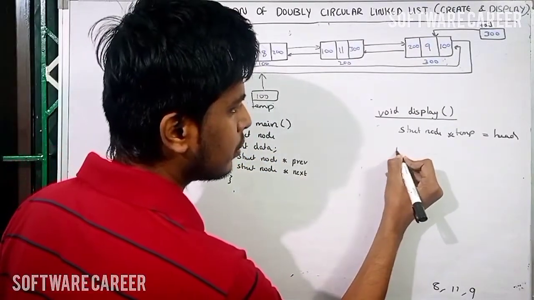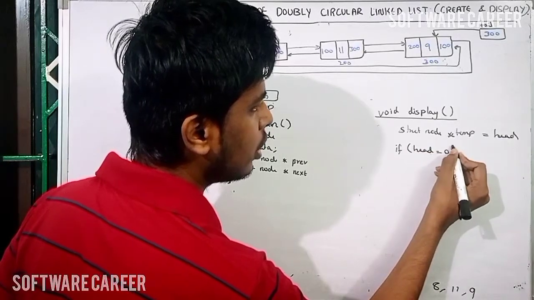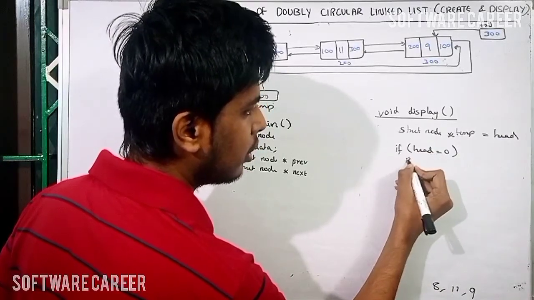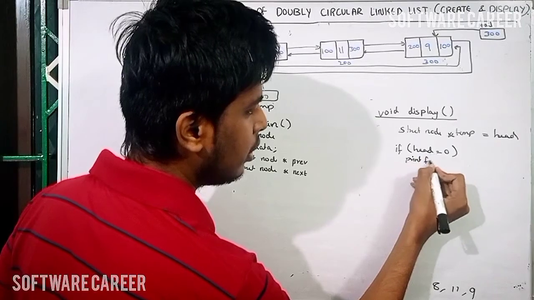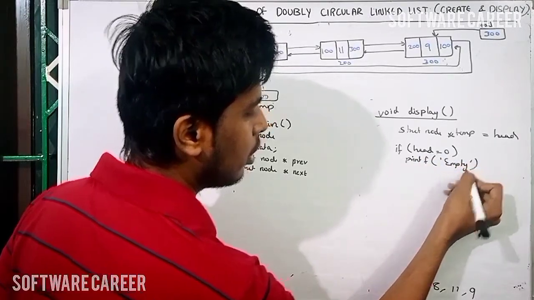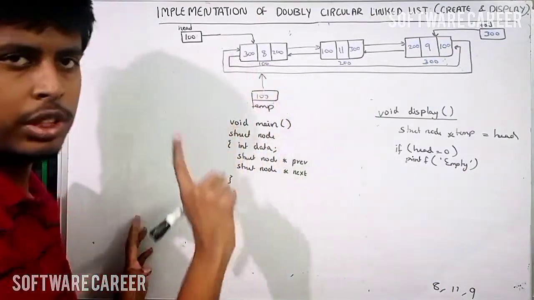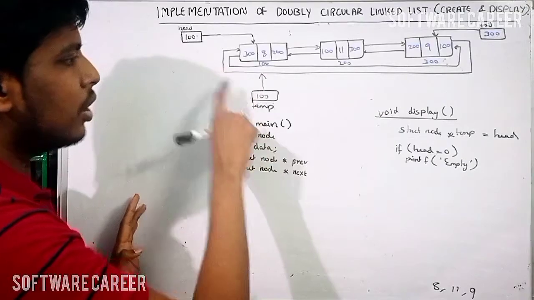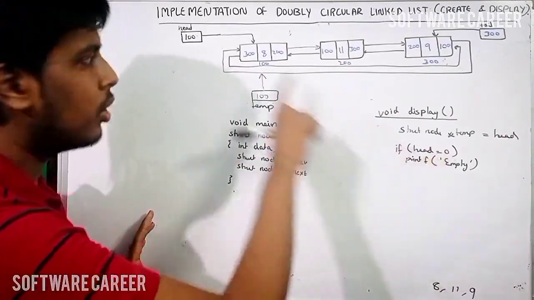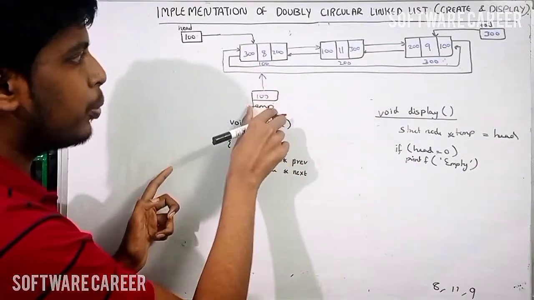See here, if head equals 0 then print empty, printf empty. Now the next step: this temp pointer is pointing to the first node. Now it checks whether head is 0 or not. No, head is 100, so some node is present. So now temp is pointing at the first node.